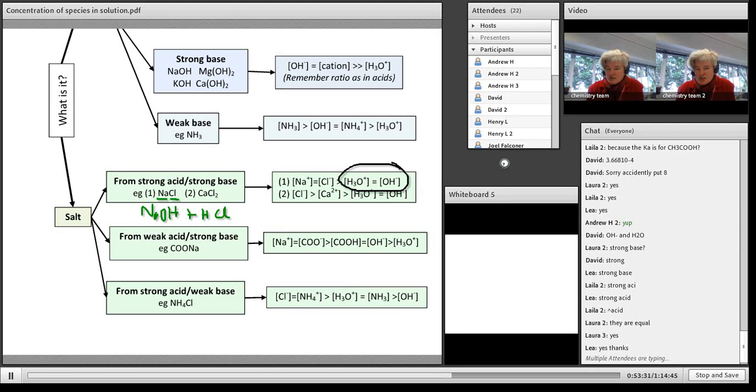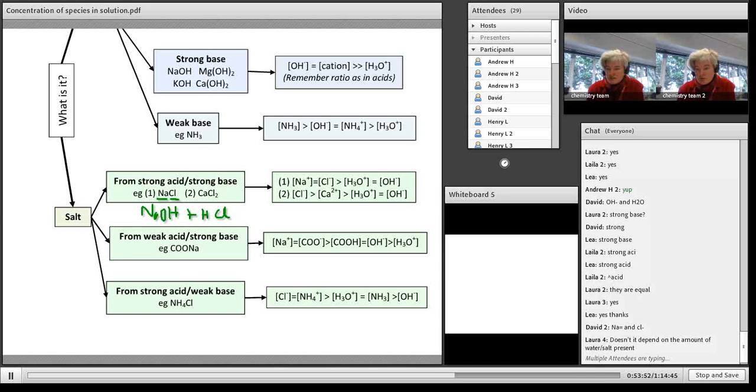Some of you are typing, and I'll just tidy this up. Okay, the sodium ions and chloride ions will be in greater concentration.